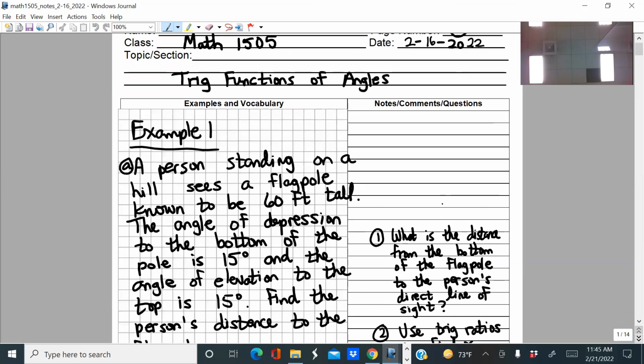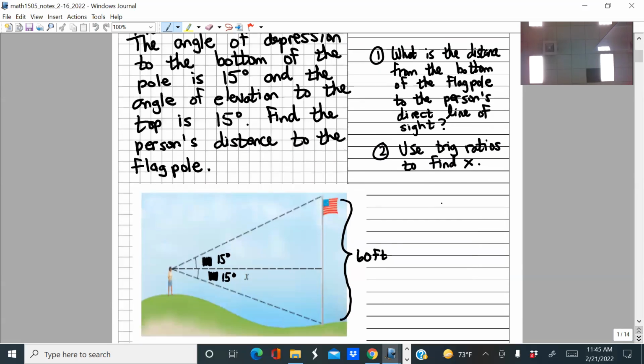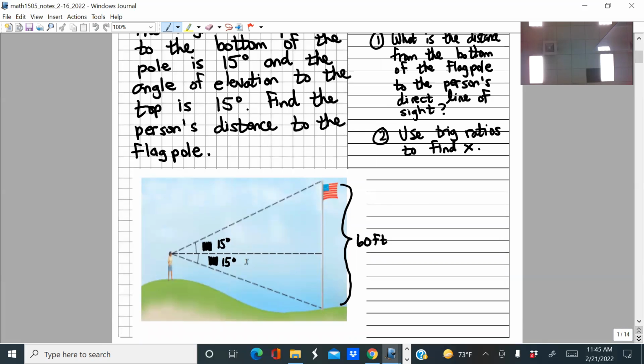All right. So here's the picture now. We have a person standing on a hill a distance away from the flagpole, and we know in this case how tall the flagpole is. That is 60 feet, okay? And what we'd like to know is what's that person's straight line distance to the flagpole, all right? So if they walk, they're going to walk down this hill, right? So not that distance, but just that line of sight distance from the person to the flagpole.